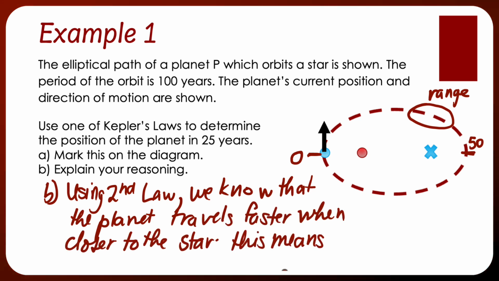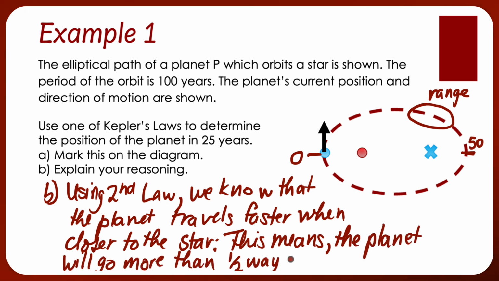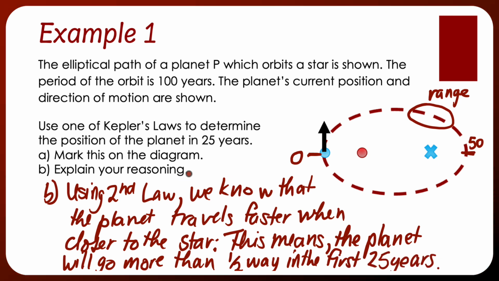we know that the planet travels faster when closer to the star. This means the planet will go more than halfway in the first 25 years. And if this question was worth, let's say, 3 marks, I would actually, instead of just saying the planet travels faster when closer to the star, include a statement about the law of areas. And then I would put this for our 2nd mark and this for the 3rd. If it's only a 2-mark question, then I would answer it as I've given.